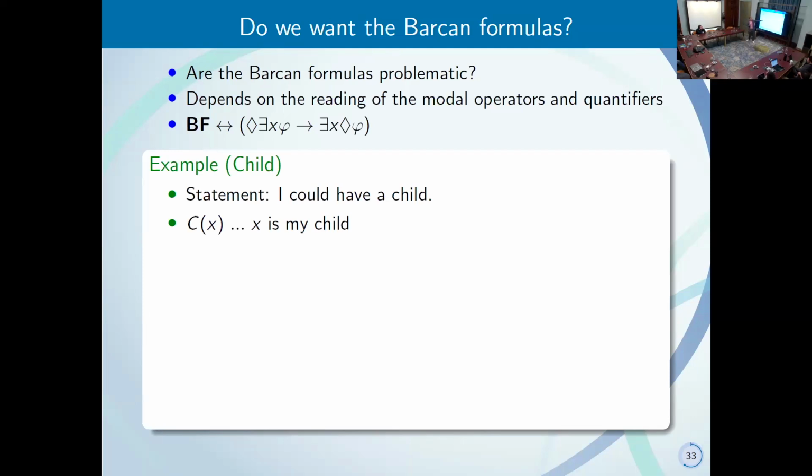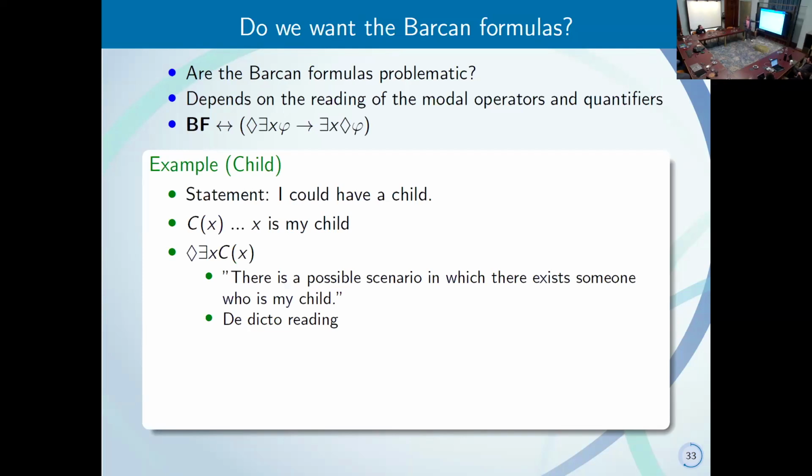So let's say C(x), x is my child, an agent checking whether it's my child. Let's look at this statement first: diamond, there exists x, C(x). There is a possible scenario in which there exists someone who is my child. I think that's the interpretation you want when I say I could have a child. You can imagine a scenario where I already have a child. It's a possible scenario. That's the de dicto reading.